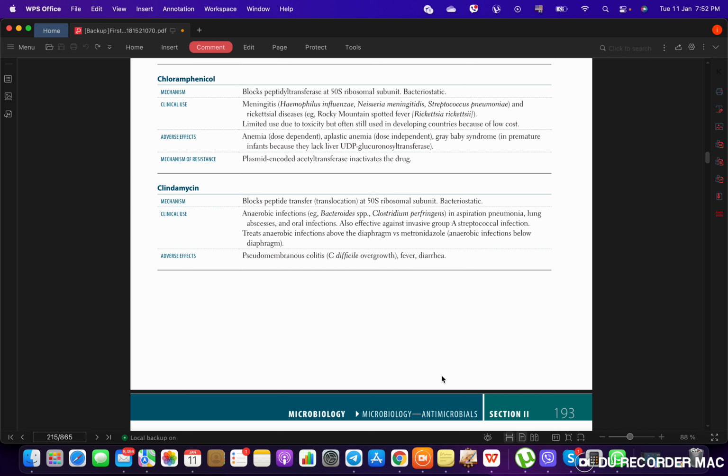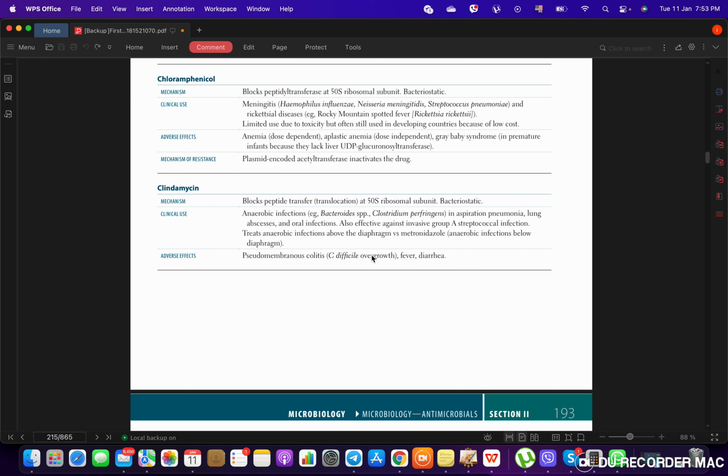Who's at higher risk of aspiration pneumonia? Which population? Alcoholic. Yep. And paralyzed people. Lung abscess. Yes. People in coma. Excellent. Lung abscess or oral infection. All of these can be treated with clinda. It's also effective against invasive group A streptococcal infection, but that's when it's all over the body. Treat anaerobic infection above the diaphragm with clindamycin.